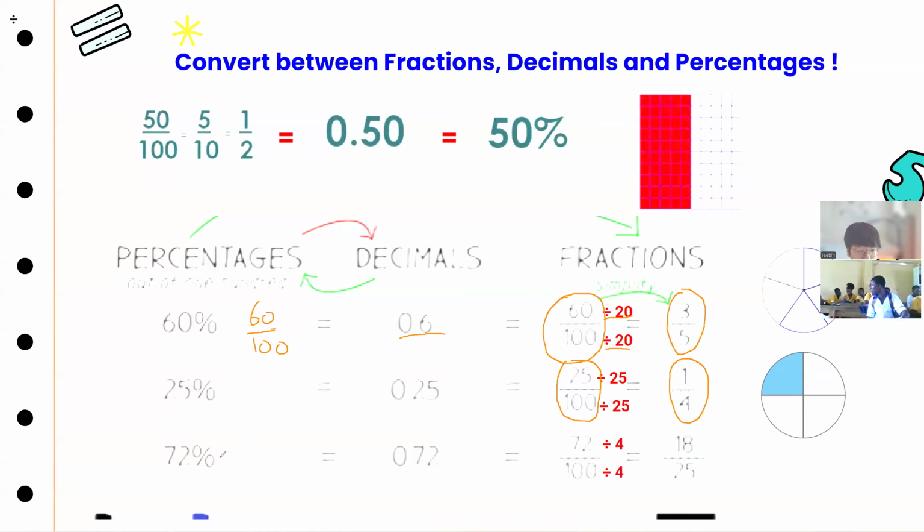And in the last example, we have 72%. We can represent this as 72 over 100 or 0.72. And if we divide by 4 on both the numerator and the denominator, we get 18 over 25. And that's after simplifying the fraction.